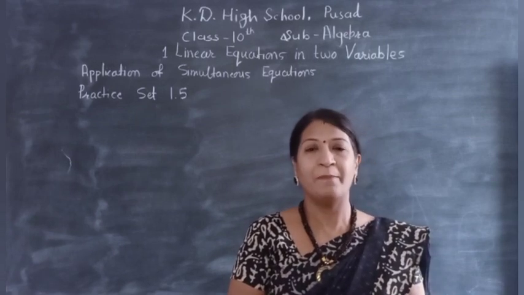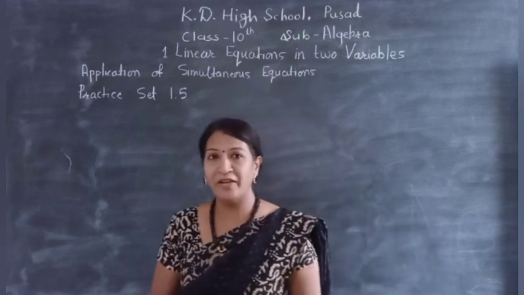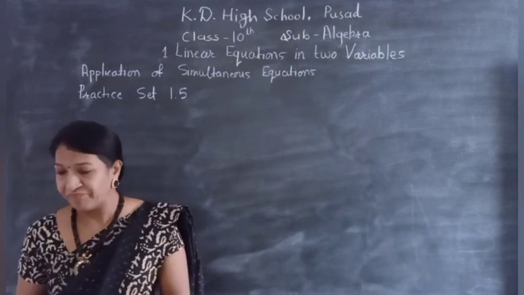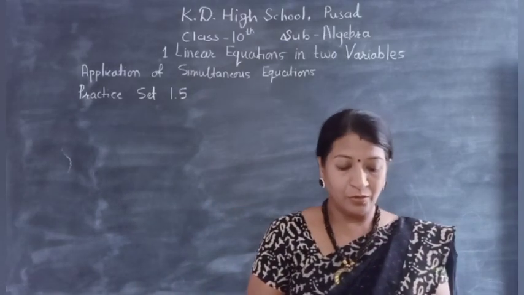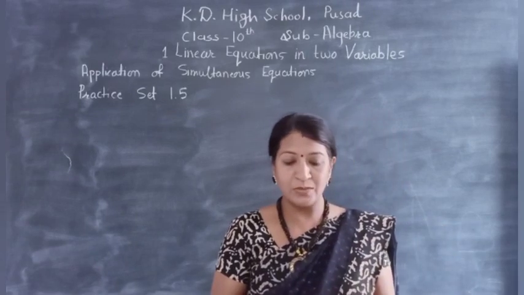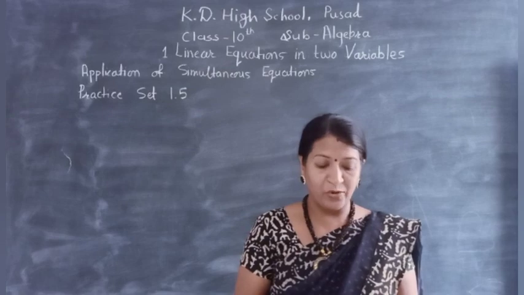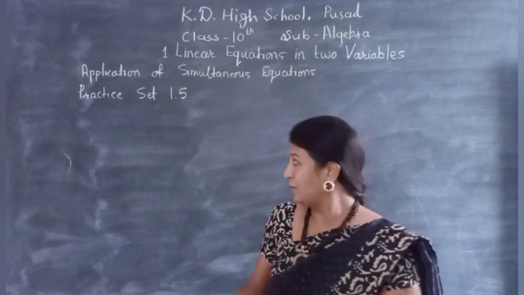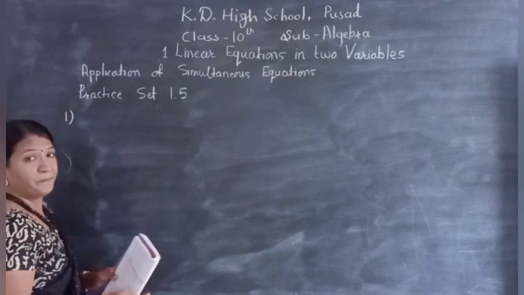Now let us start application of simultaneous equation, practice set 1.5. Question number 1. Two numbers differ by 3. Sum of twice the smaller number and thrice the greater number is 19. Find the numbers.